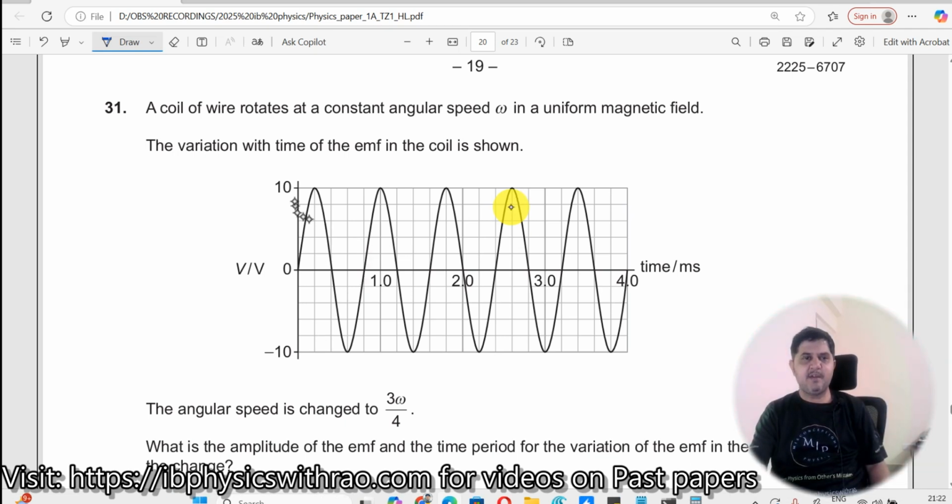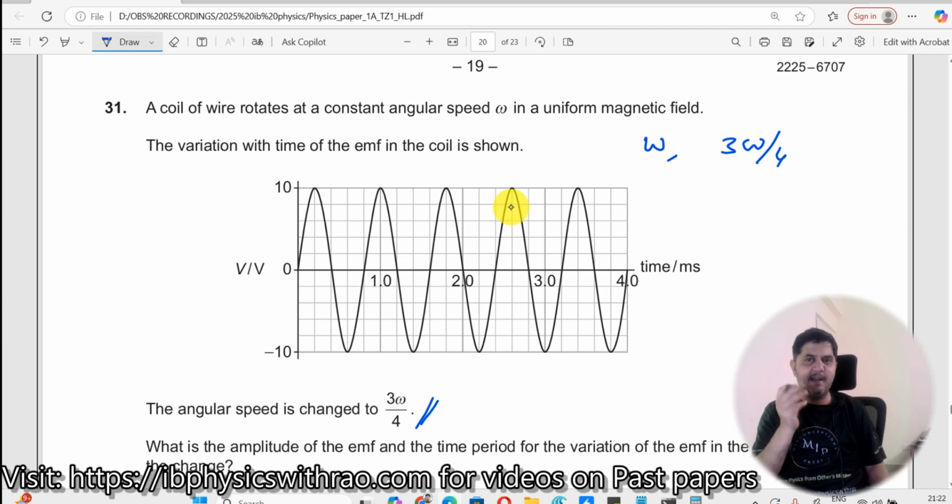Question number 31. A coil of wire rotates with a constant angular speed omega in a uniform magnetic field. The variation with time of the EMF is shown over here. The angular speed is changed to 3 omega by 4. Means initially it was omega. Now it became 3 omega by 4.